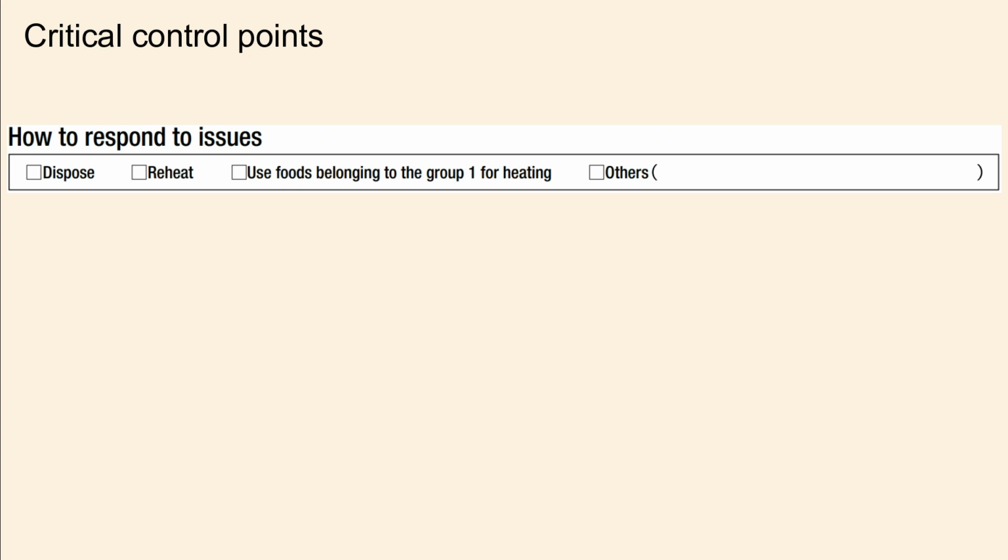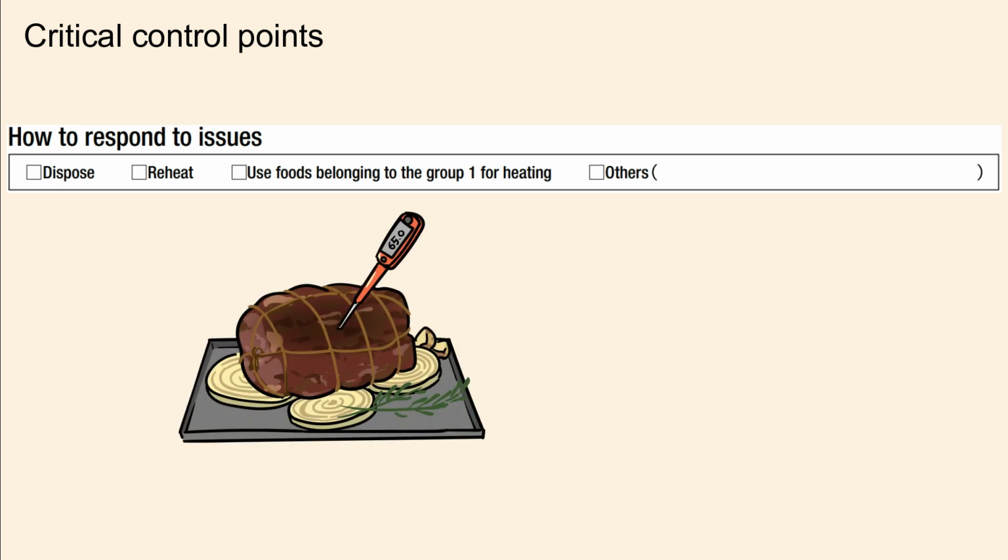Next, look at the bottom of page 7. Decide how to respond to issues. An issue is when heating, storage temperatures, or food handling is not carried out as planned. For example, if you forget to check with a food thermometer while heating roast pork, put a check by reheat. With these steps, you have created your hygiene control plan.